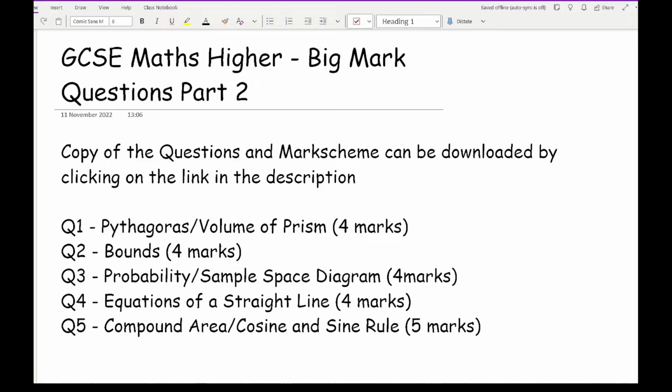Now in terms of question 1, you can see on the screen the types of questions and the topic it's related to. You do tend to find that a lot of these big mark questions combine a lot of different topics, so be aware that sometimes when you look at a diagram or read a question firsthand, you may automatically think of one particular topic, but there may be some hidden topics that you need to use to get your answer.